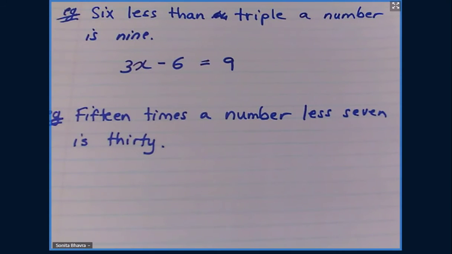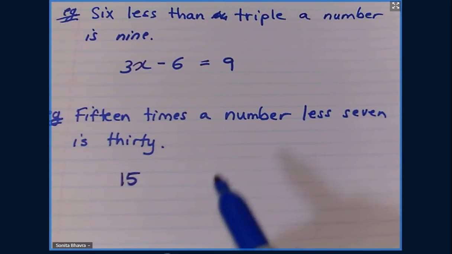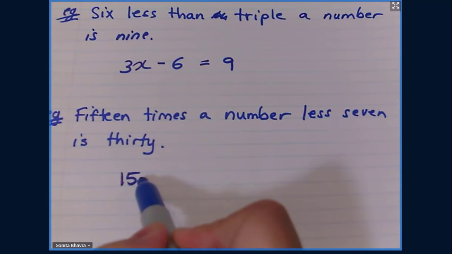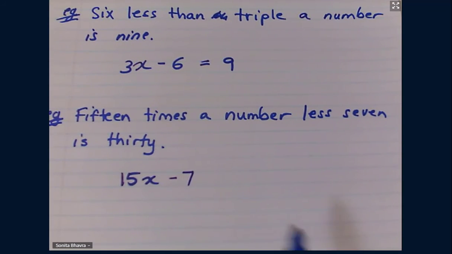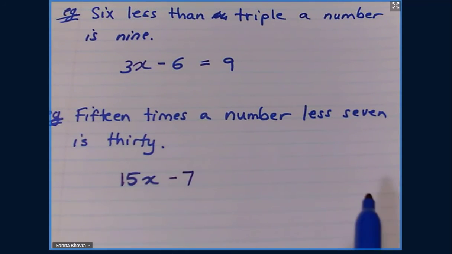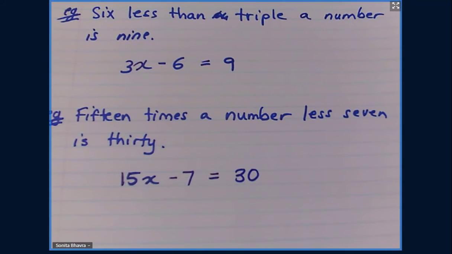All right, so here we have 15 times a number. So we know it has to be 15 times a number. So use another variable here. So just going to use x. So that's 15 times the number. We've got that part down. 15 times a number less 7. So that means we're subtracting 7 from the 15x. And then it's equal to 30. So the expression or the equation would look like this.